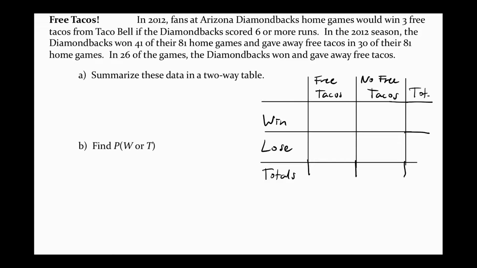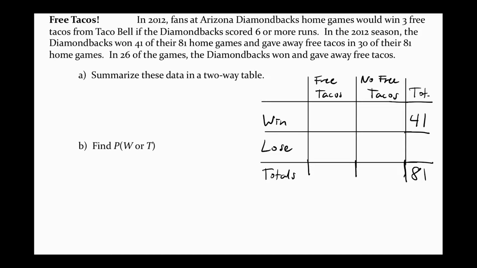I need to fill in this with numbers. So I have, let's see, 1, 2, 3, 4, 5, 6, 7, 8, 9 cells that I need to fill in with numbers. 41 is the total for wins, right? 81 is the total in the bottom. So let's fill this out. So 41 total for wins. That's how many they won total of 81 games. 81 is the grand total, right? The total number of games they had.